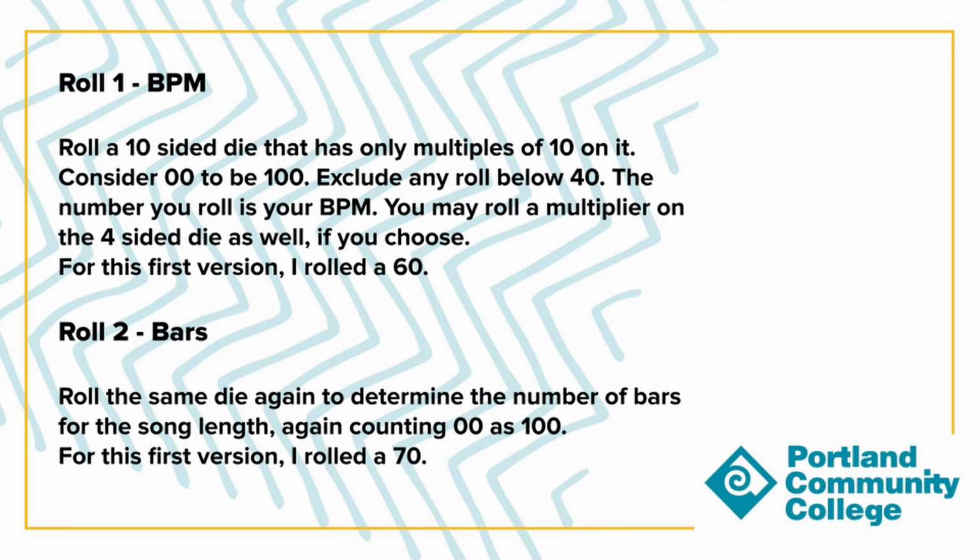Roll 2, bars. Roll the same die again, the 10-sided die that has only multiples of 10 on it, to determine the number of bars for the song length, again counting 0 as 100. For this first version, I rolled a 70.